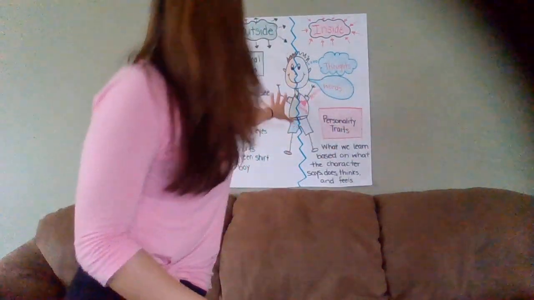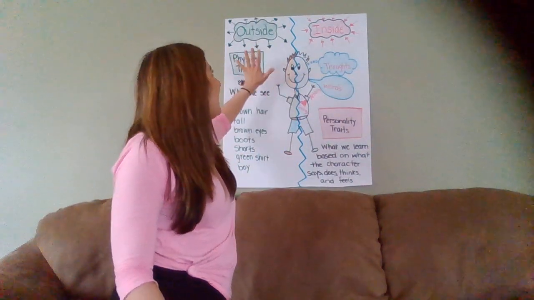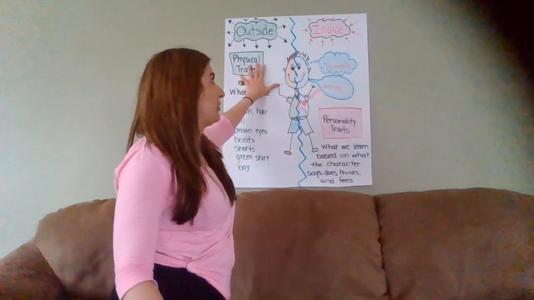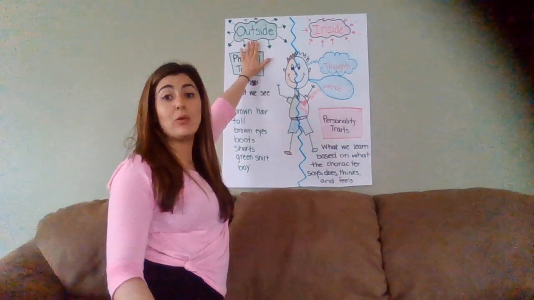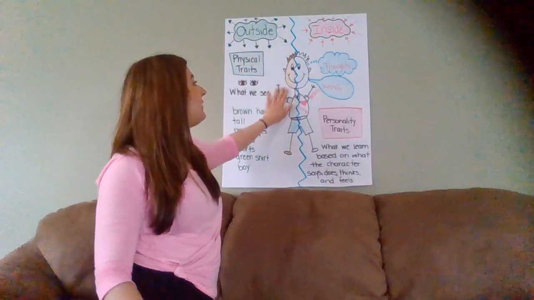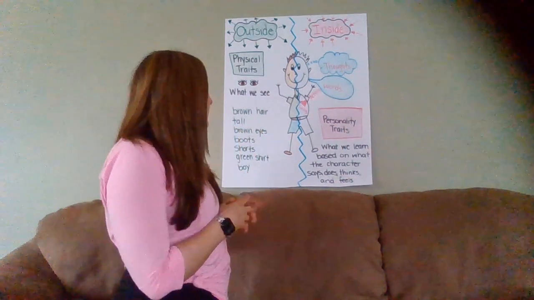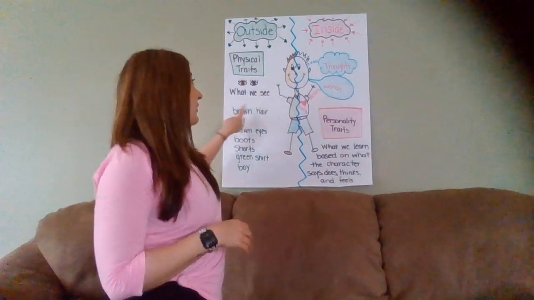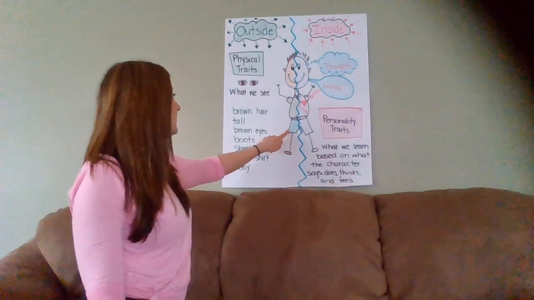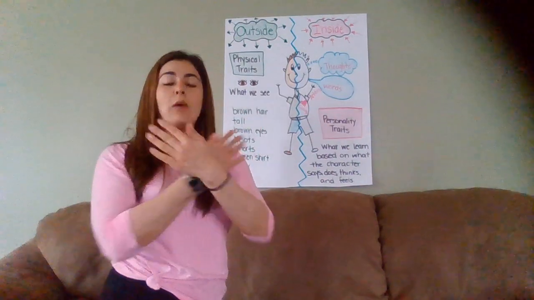So I made a boy and I kind of cut him in half. One side is internal and external traits. This side is the external traits. That's what we see on the outside when we look at someone. It's all of the physical traits, everything we can see on the outside, how we can describe someone. In this case, I wrote that he has brown hair, he's tall, he has brown eyes, boots, shorts, green shirt, and that he's a boy. It's everything that you can see on the outside of someone.